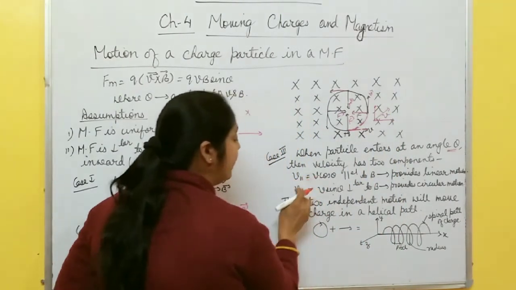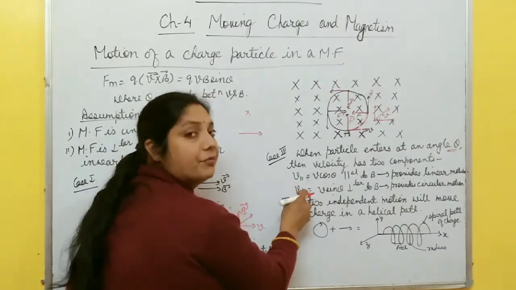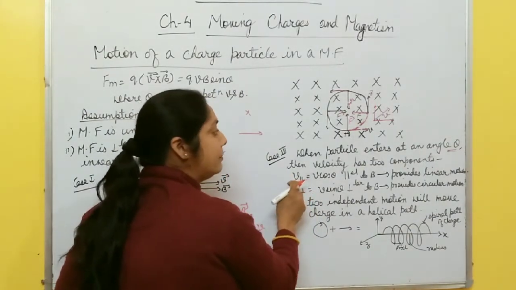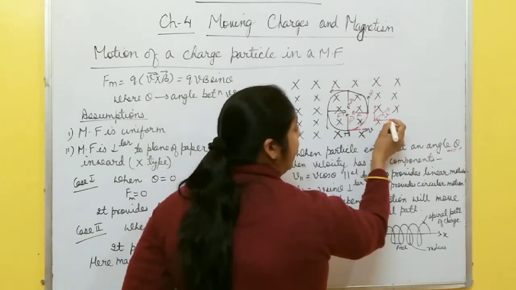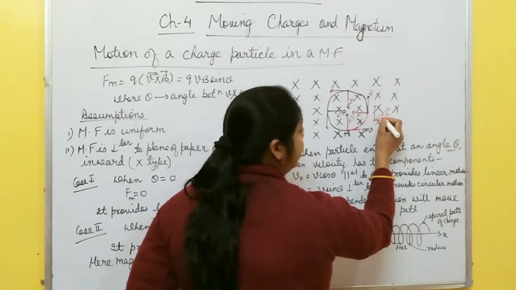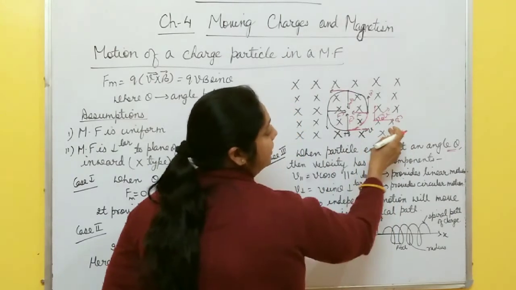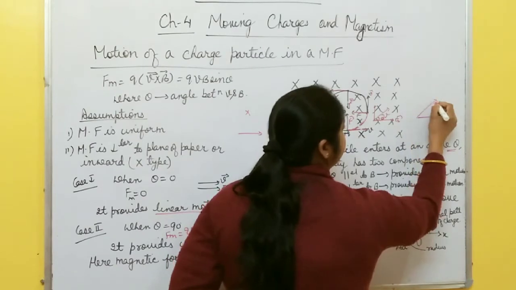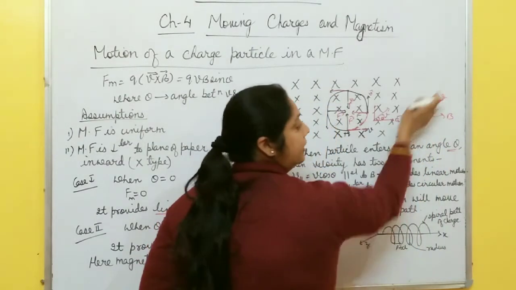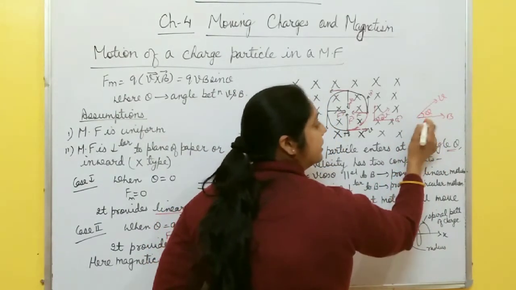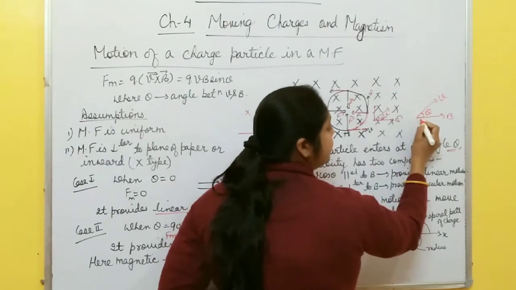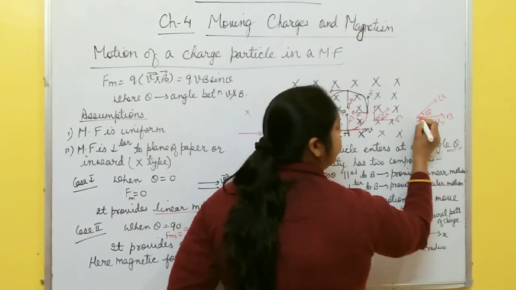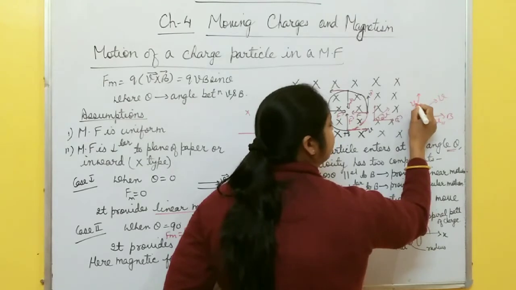One is V parallel, another one is V perpendicular. V parallel means, suppose the angle between this V and B is theta. Suppose B is in this direction, and V is in this direction. The particle enters in this direction with some angle theta with B. So it has two components: one is V parallel along this one, and V perpendicular along this one.